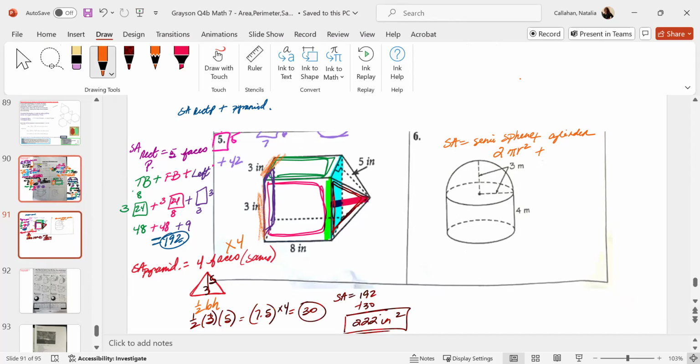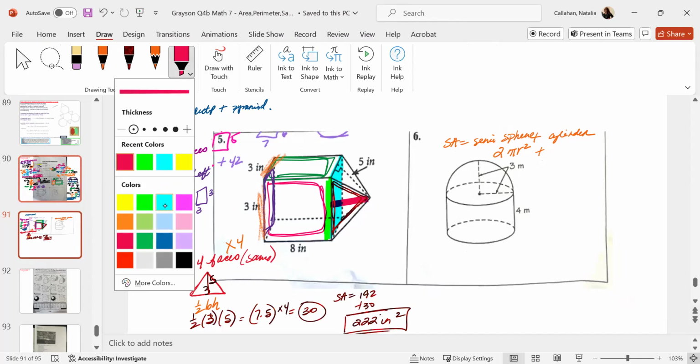Now for the cylinder. Hold on a second. Let me think about this. Okay, for the cylinder, we are going to have to find... Let's highlight the shape that we're not going to use. Which shape are we not going to use?